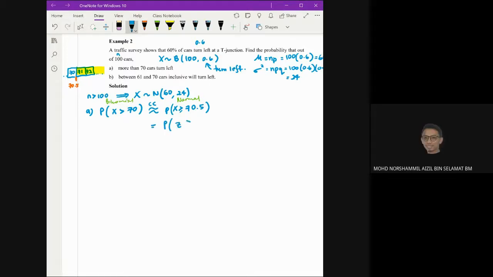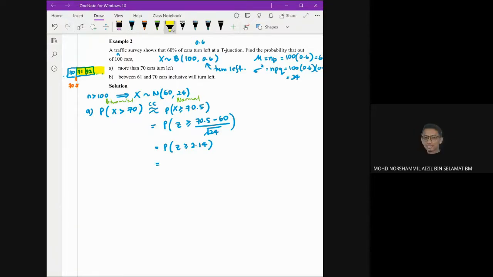Bila normal dia convert Z. Macam biasa. 70.5 minus 60 divided by root 24. So calculate. Jangan fikir sangat nak jadi apa. Kira. 2.14. Okay, thank you.